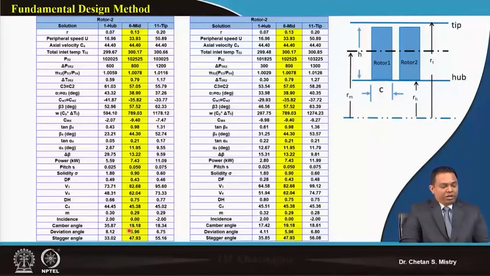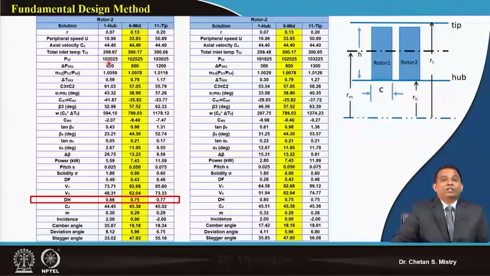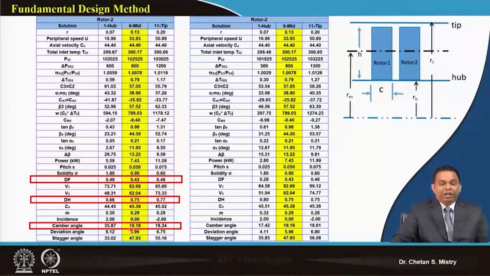So, here, this is the initial case we have planned for. It has a pressure rise of 600 near the hub region, at mid station we have capped 800, and at the tip it is 1200. My de Haller's factor is varying from 0.66 to 0.77. Okay. Now, the diffusion factor is 0.49 at the hub and 0.46 near my tip region. Okay. And my camber angle is coming to 35 and 18 degrees.